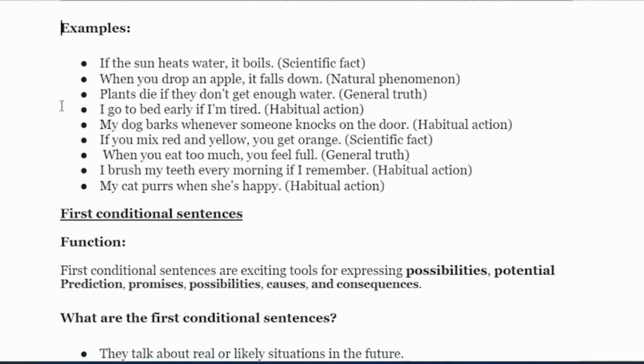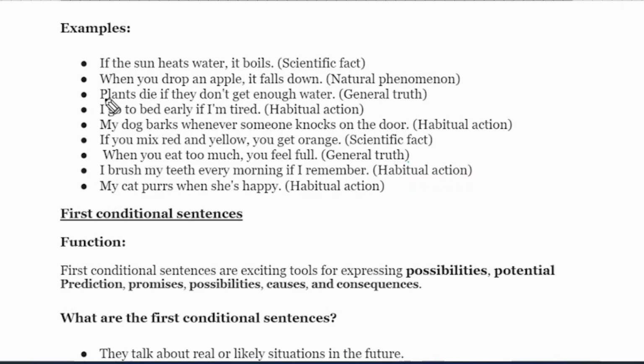What are examples of these conditional sentences? The first example: if the sun heats water, it boils. That is a scientific truth. When you drop an apple, it falls down. That is a natural phenomenon and also a scientific fact, because gravity works on it. So in the first sentence we use if, and in the second sentence we use when.